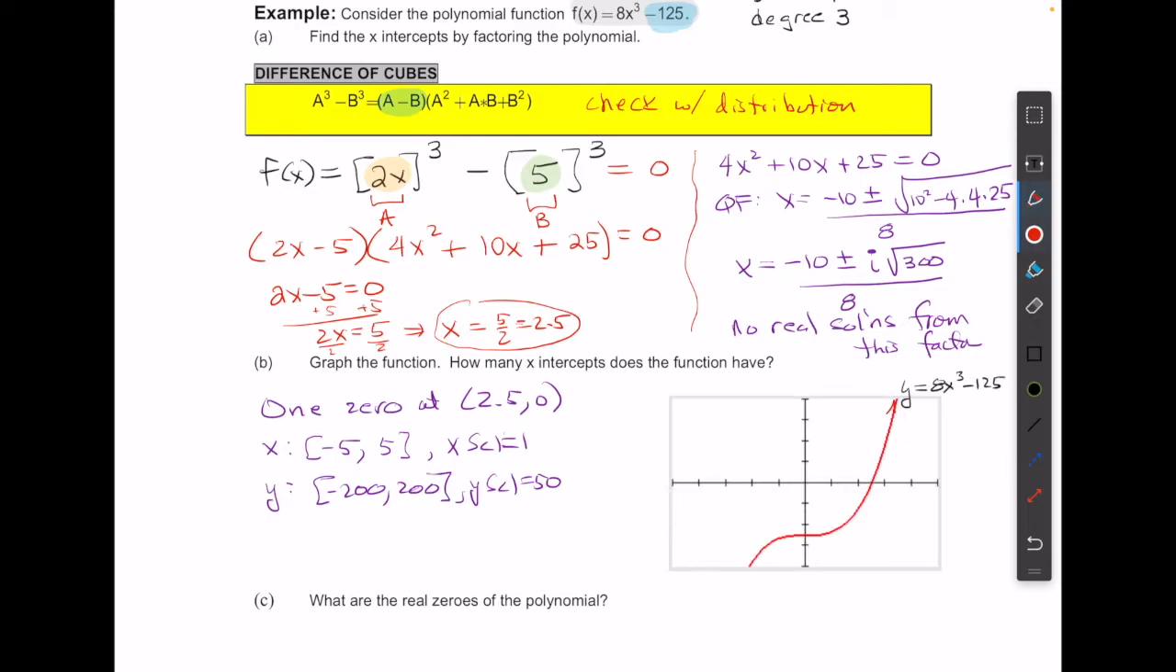And when I graph that function on that window, we are definitely verifying that zero or x-intercept at 2.5. So I feel pretty confident about that answer. So the real zeros and the x-intercepts are both asking really the same question. There's one real zero at 2.5.